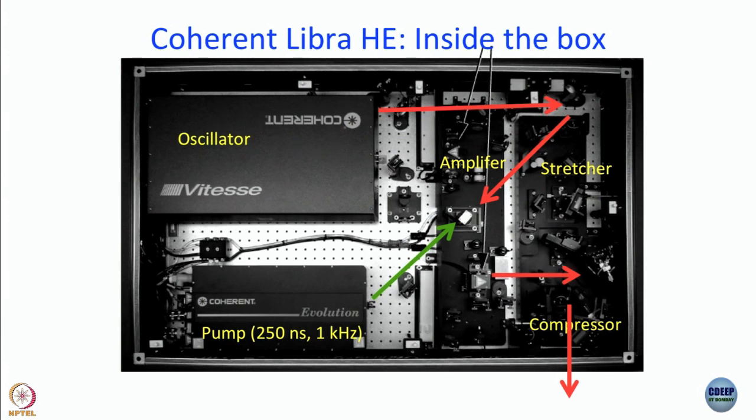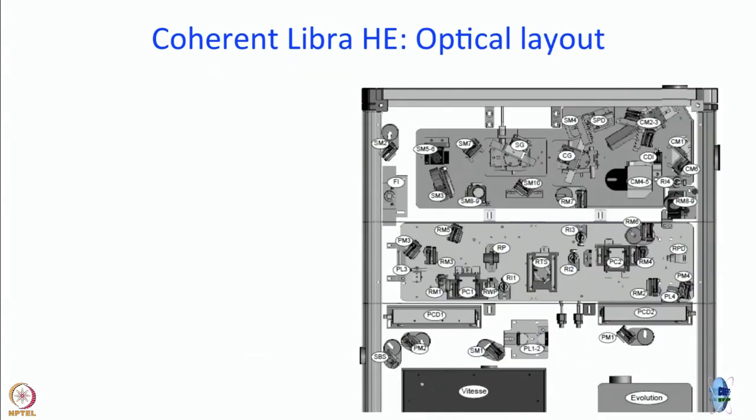Now, this is a schematic, but what we will try to do in the next 10-15 minutes or so is get at least a rough idea about the light paths inside this system. The figures that I have used here are all taken from the user manual of Libra HE. So, this is another way of looking at it. What you saw earlier was really a photograph. This is a schematic.